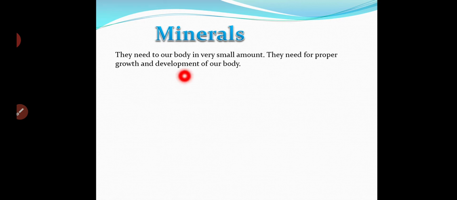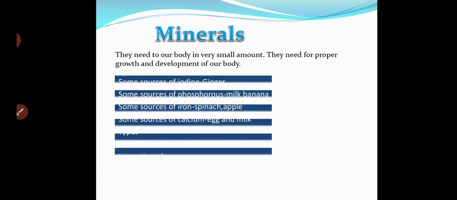Now let's study minerals. They are needed by our body in very small amounts. They are needed for the proper growth and development of our body. So minerals are very important for our proper growth and body development.